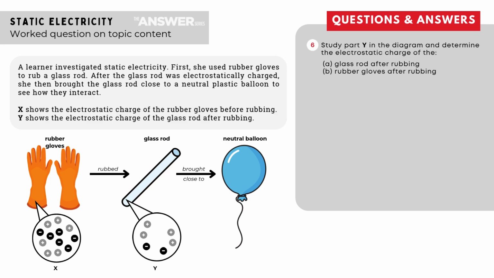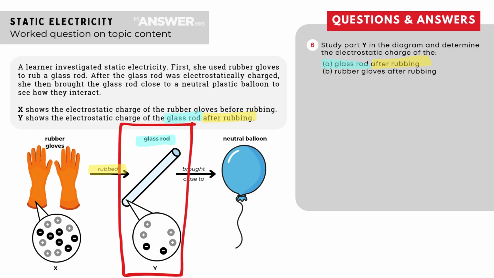Question 6 asks us to study part Y in the diagram and determine the electrostatic charge of first the glass rod after rubbing and then the rubber gloves after rubbing. So for question A, it is merely a fact of looking at the picture provided and determining the balance of protons and electrons in the atoms of the glass rod's surface after rubbing or friction. That is actually shown in part Y of the diagram.